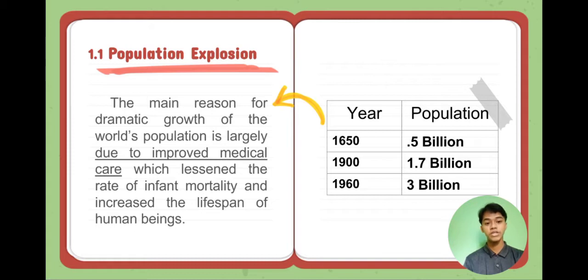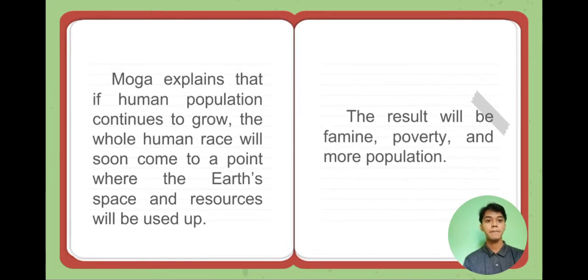The population explosion is a problem that humanity has to deal with squarely because the Earth and its resources are limited. Moga explains that if the human population continues to grow, the whole human race will soon come to a point where the Earth's space and resources will be used up. The result will be famine, poverty, and more population. And due to this situation, our planet will be unlivable for human beings.